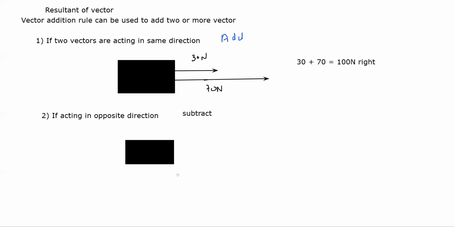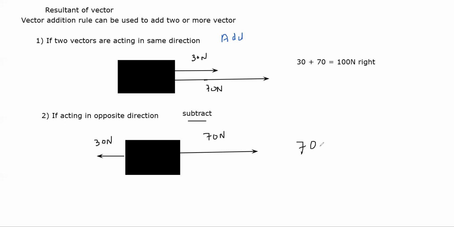So for example, two vectors are there. 70 is towards the right and 30 is towards the left, and I need a resultant. How will I get the resultant of these two as they are acting in opposite directions? I will get the resultant by subtraction. In this case, it will be the greater vector minus the smaller vector. I'll get the resultant, which is 40 Newton, and the direction of this resultant is towards the right-hand side.